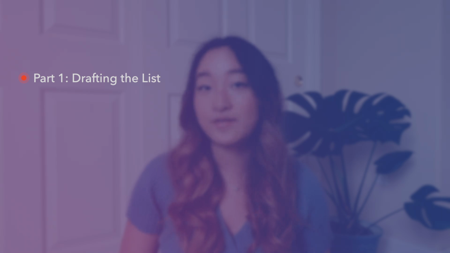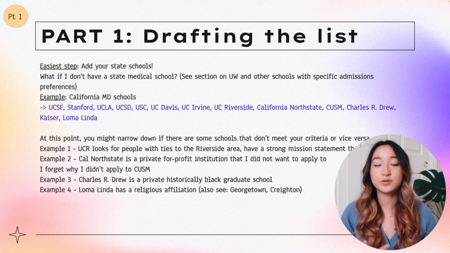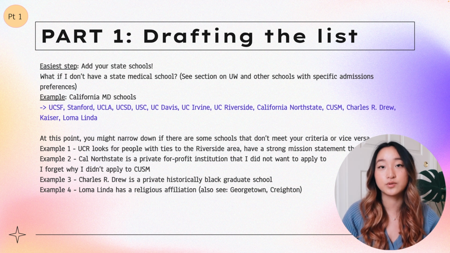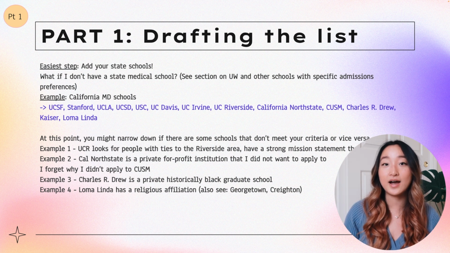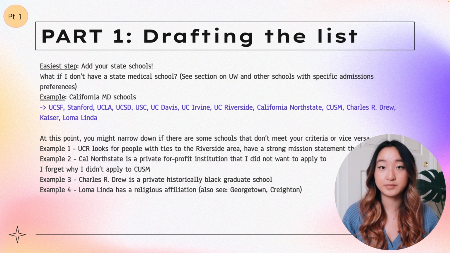So I'm splitting this video into two parts, the first part being drafting the list and the second part being narrowing down the list. The first and easiest step is going to be to add your state medical schools to your list. For example, I was a California applicant applying to MD schools.